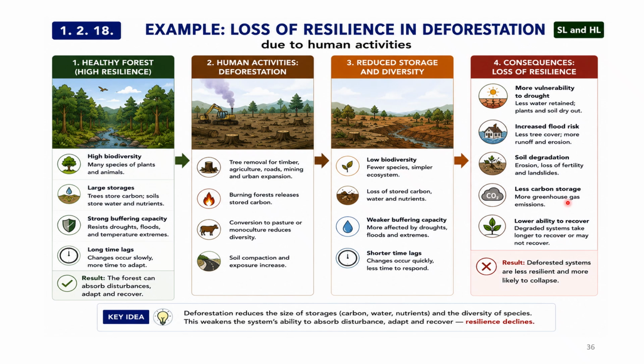The consequences are greater vulnerability to drought, increased flood risk, soil degradation, reduced carbon storage, and slower recovery after disturbance. For example, parts of the Amazon rainforest that have experienced extensive deforestation now recover more slowly from drought and fire. The key message is that deforestation reduces both biodiversity and storage capacity, causing ecosystem resilience to decline and increasing the risk of long-term ecosystem degradation.